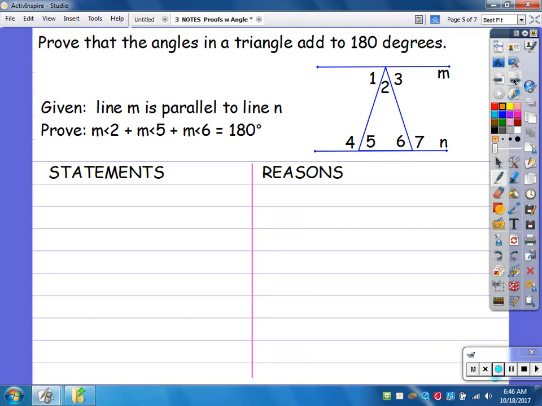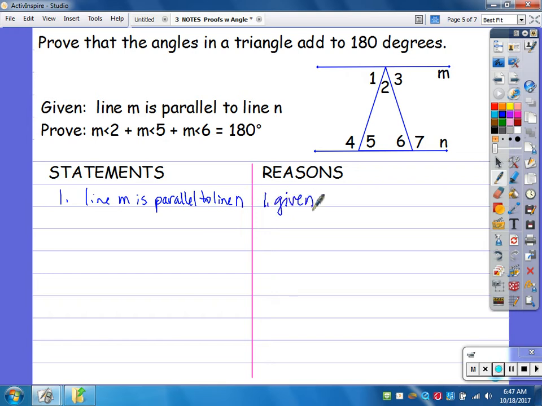So what we're trying to do here is prove that the angles in a triangle add to 180 degrees. So in other words, I'm trying to prove that angle 2 plus angle 5 plus angle 6, those are the ones inside the triangle, add up to 180. All right, I'm given that line M is parallel to line N. So again, every proof starts out with your given statement. So statement 1, I'm going to say that line M is parallel to line N, and my reason is given.